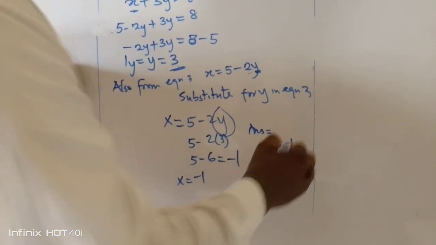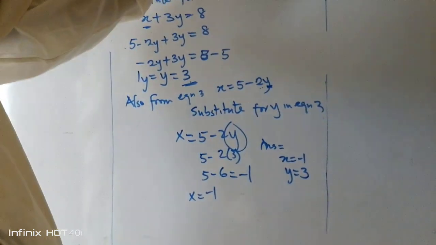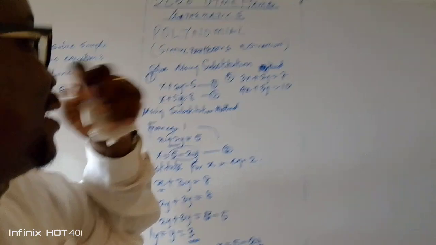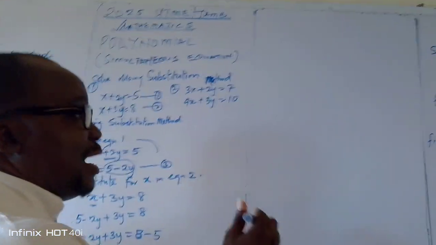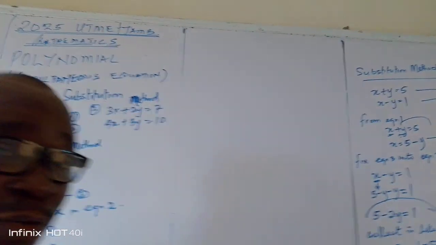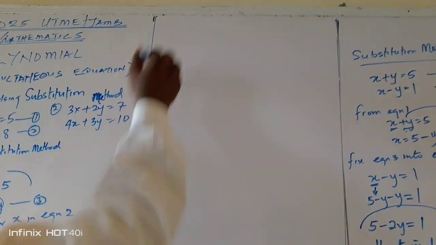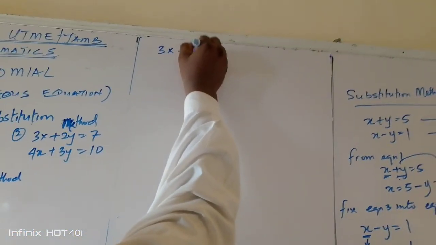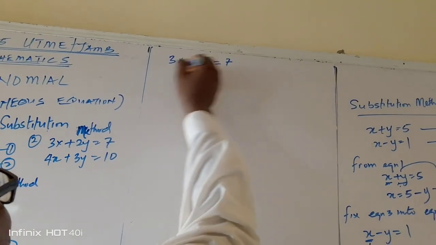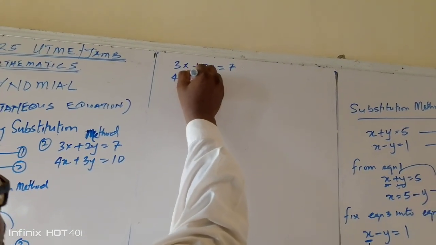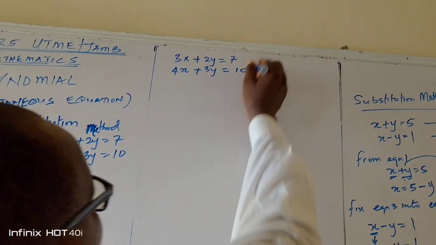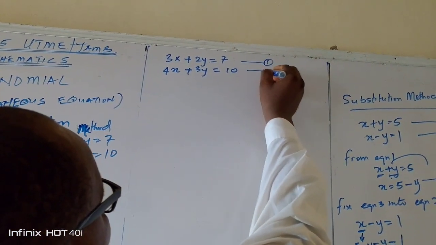y equals 3. Look at the second question. Follow me. We want to solve the same question using the substitution method. Are you with me? I believe you are following me wherever you are. So the same way, I write my question now: 3x plus 2y equals 7, and I have 4x plus 3y equals 10. This is my equation 1. This is my equation 2.